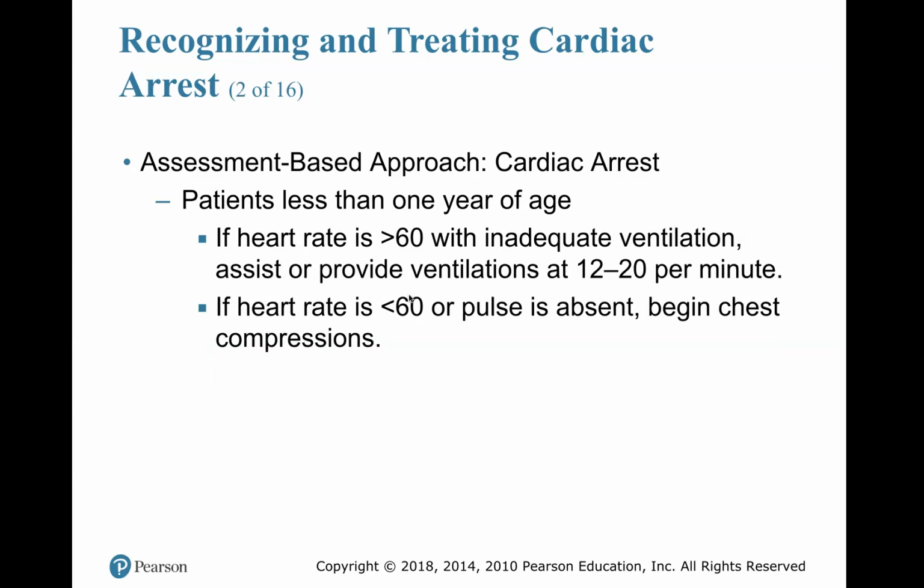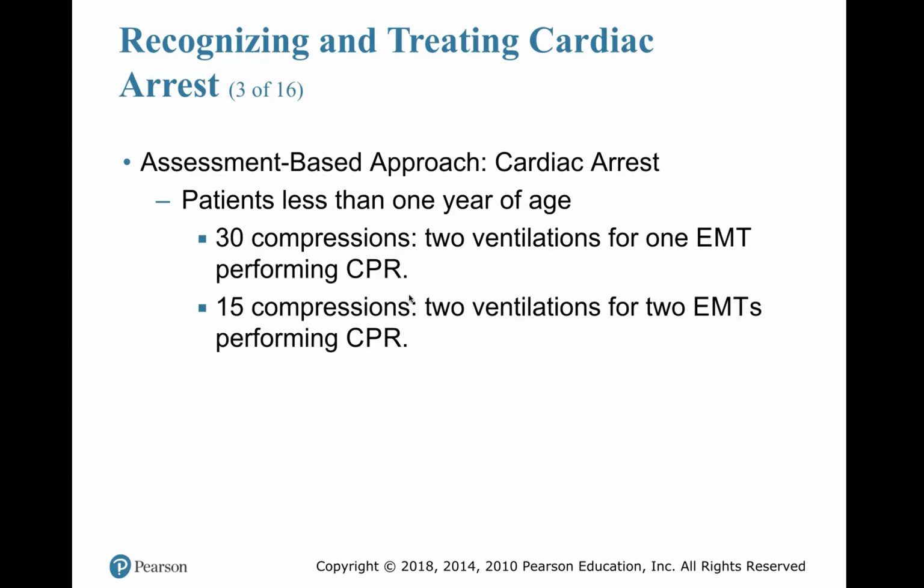Patients less than a year of age. If heart rate is greater than 60, with inadequate ventilation, assist or provide ventilations at 12 to 20 per minute. If the heart rate is less than 60 or a pulse is absent, begin chest compressions. Patients less than a year of age: 30 compressions, 2 ventilations for 1 EMT performing CPR, 15 compressions and 2 ventilations for 2 EMTs performing CPR.